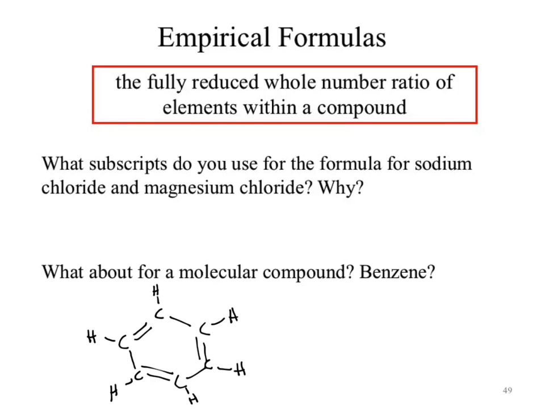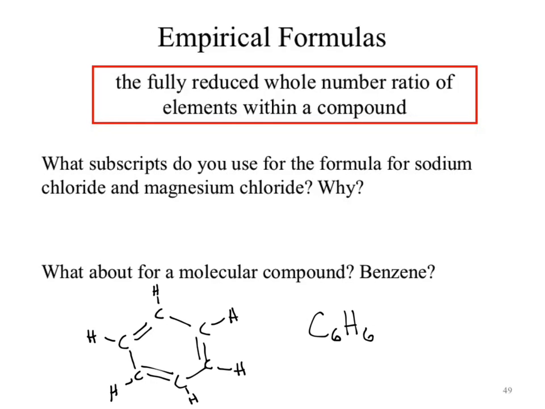Okay, well, is carbon there? So it'll be C. Well, how many carbons are there? 6. I see 6. How many hydrogens are there? 6. So that's the formula for benzene.